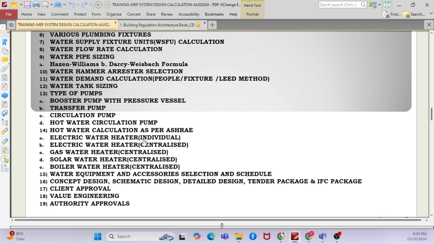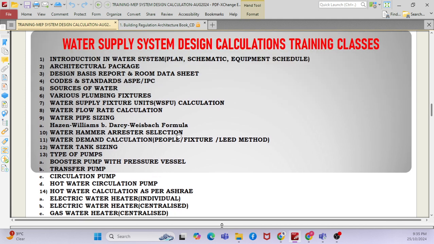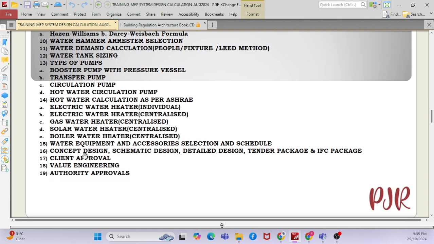Once you have done all the calculations, you can easily prepare the plan layout, schematic layout, and equipment schedules. This is what is required for the building, for the contractor to construct the project. That is why you give it as an IFC package. When you give the IFC package, after getting approval from the client, you may require value engineering to reduce the cost, and to get the authority approvals.